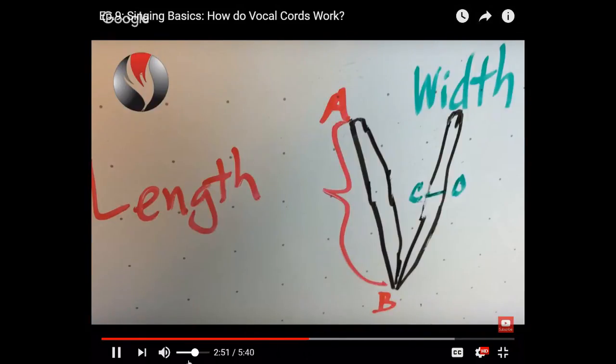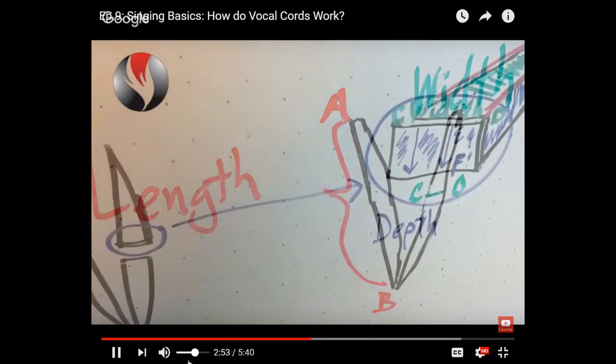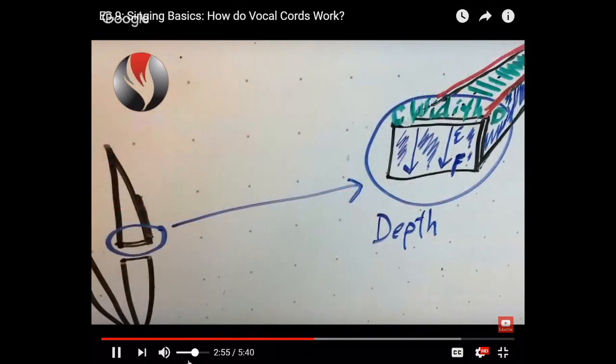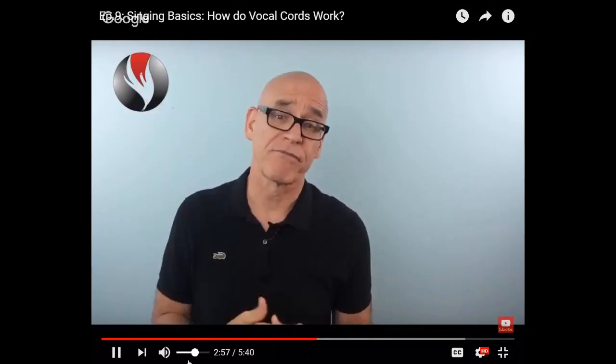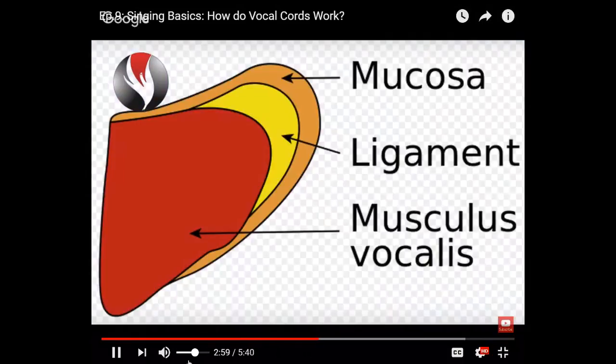Vocal cords are tissue and are three-dimensional. That means they have length, width, and depth. Just like other tissue in your body, there are different layers of tissue. Vocal cords have three primary layers: muscle, ligament, and mucosa. The mucosa is the slick outer layer of the vocal cord.